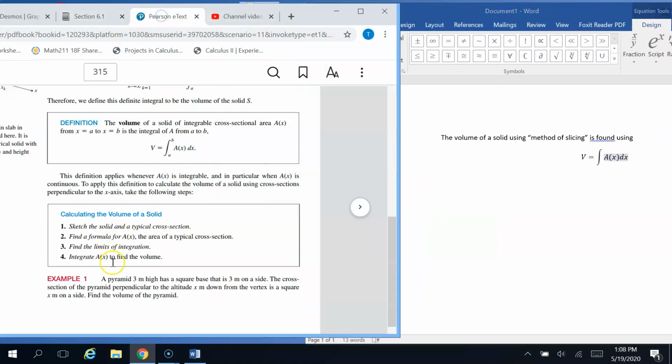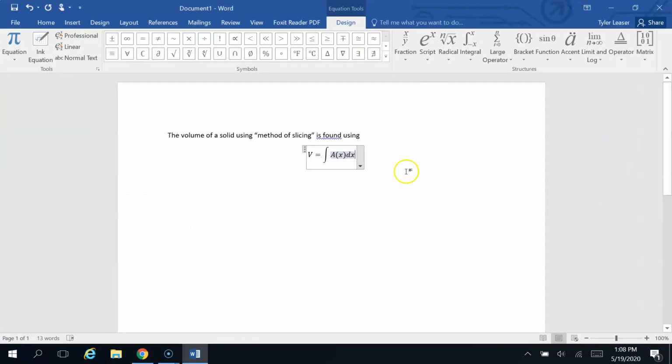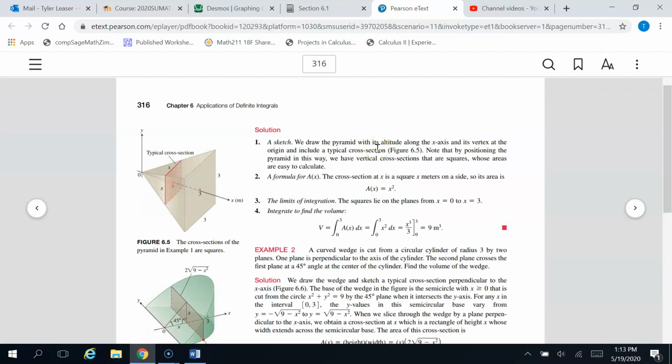So this first question: A pyramid 3 meters high has a square base that is 3 meters on a side. The cross-section of the pyramid perpendicular to the altitude x meters down from the vertex is a square x meters on a side. Find the volume of the pyramid. Okay, so I moved on to the next page of the book here because I tried to draw it myself and I didn't like it. But here we go. This is what we want to think of with the pyramid.